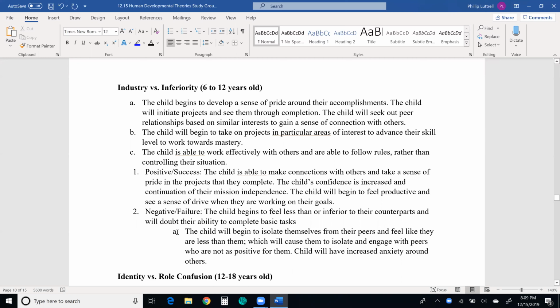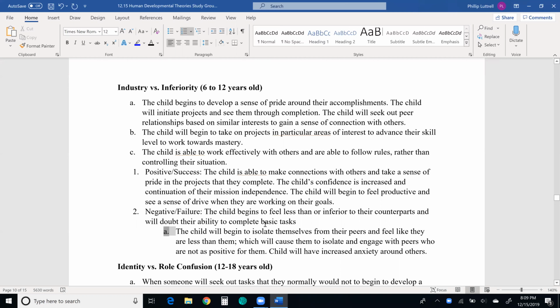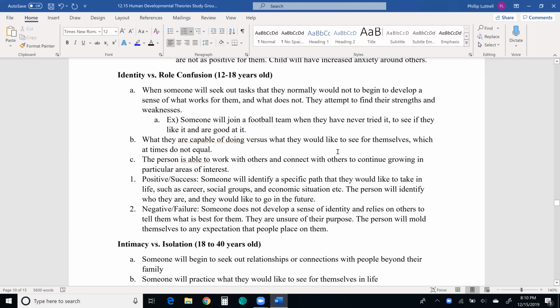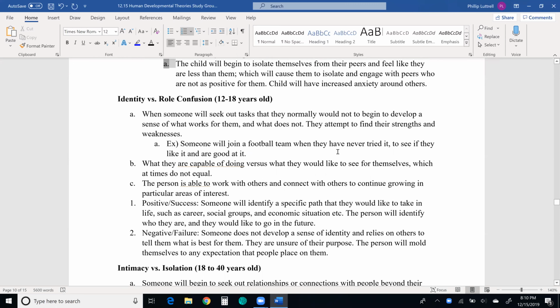So in that, if you continue falling down the negative path at this point, they'll have mistrust, shame, guilt, and they feel inferior to the counterparts. So then the next stage is identity versus role confusion. So this is when someone will seek out tasks that they normally would not do to begin to develop a sense of what works for them and what does not.